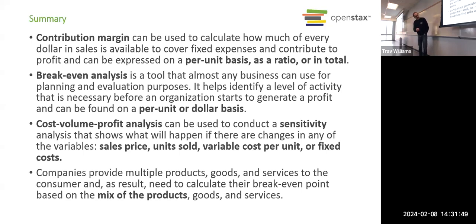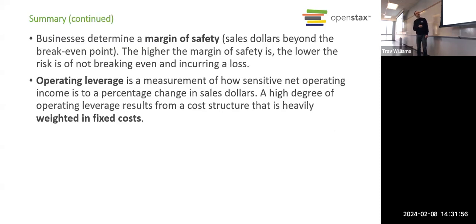And we know we can use composite units when we're looking at multiple products and trying to analyze changes in break even. We know about margin of safety. That's the amount we have sold above our break-even point. And we know about operating leverage, the degree to which our fixed costs outweigh our variable costs, which gives us more potential profit, but more potential risk, right? So that is chapter 3.